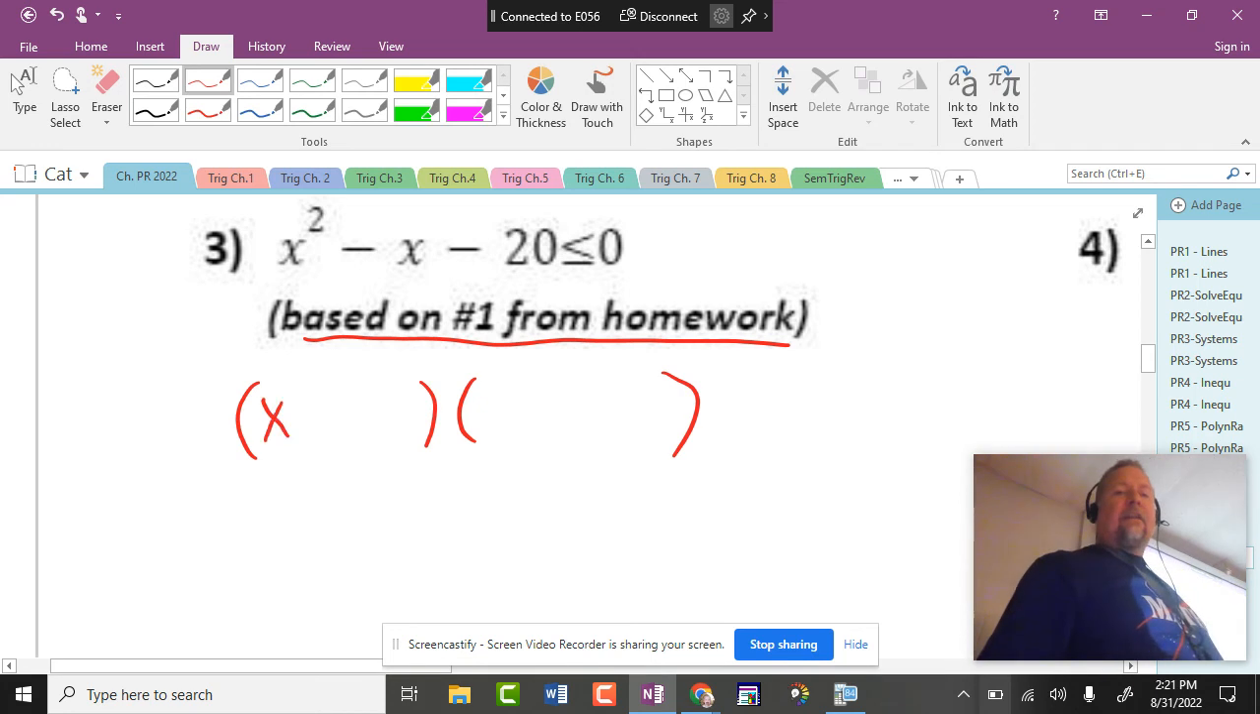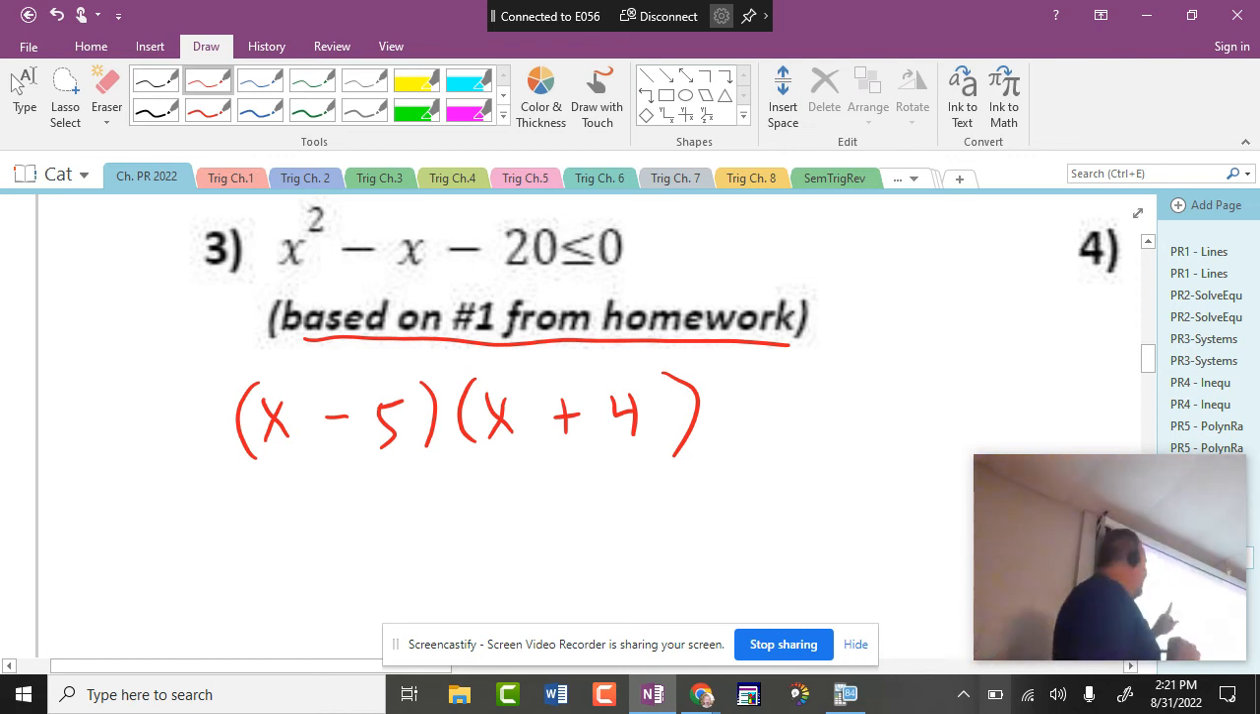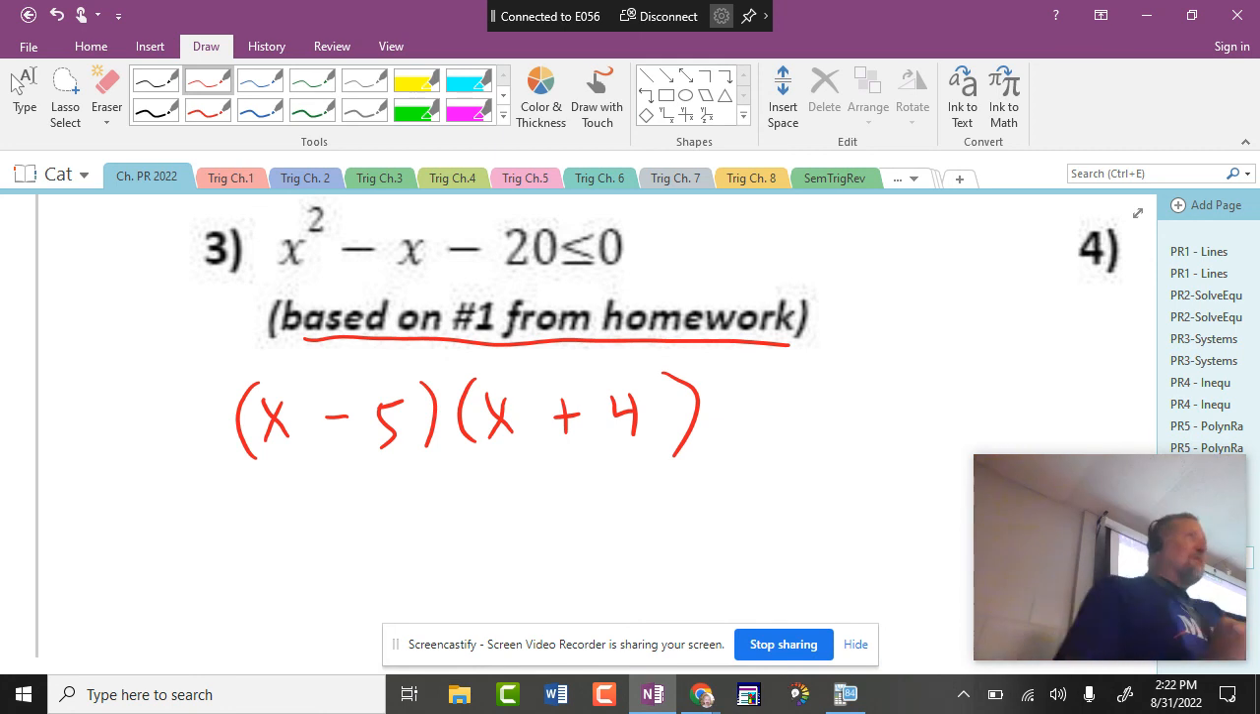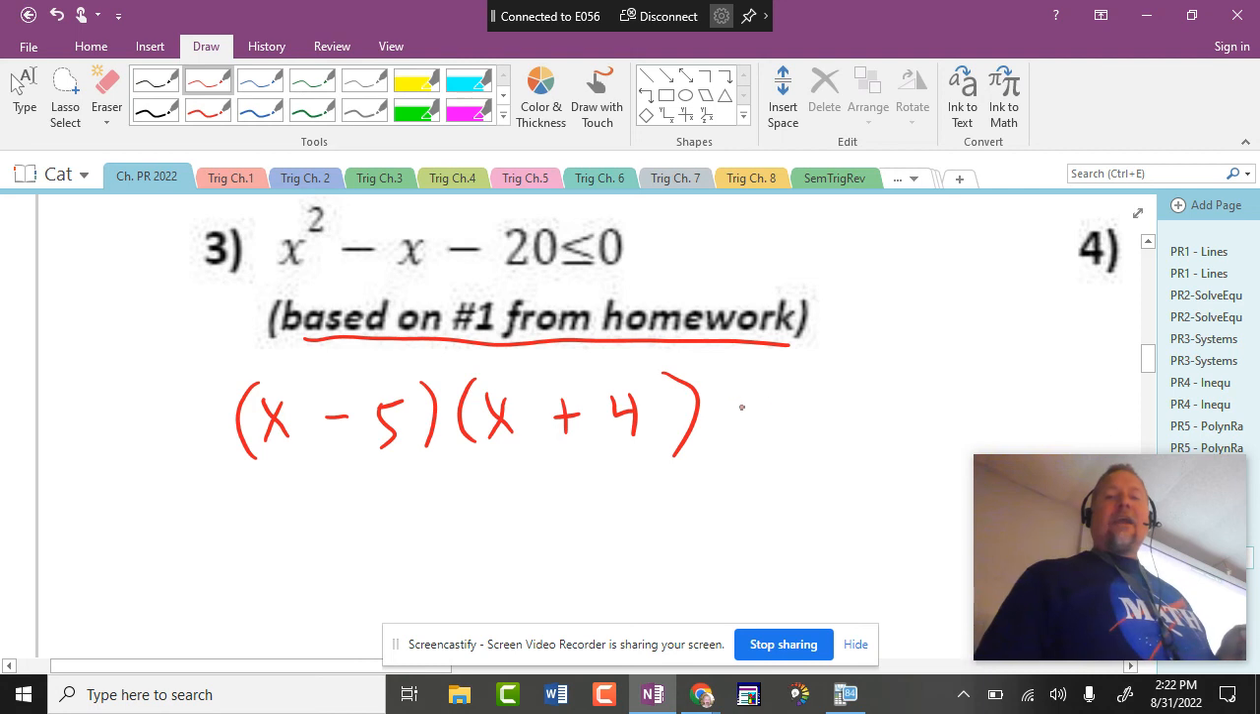All right. So looking at number 1 on yesterday's homework, isn't this the same thing, but it was an equation, right? So what you should have got there is this. If you can't do the math on negative 20 and negative 1, we got a problem numerically. Told you, numeracy is going to be an issue. Okay, and then you ignore the inequality and do a number line check.